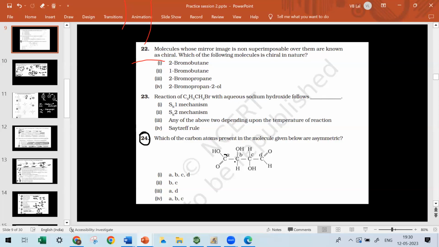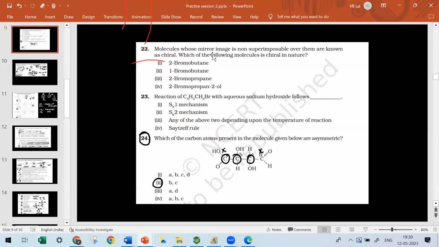See, look at A. Is it asymmetric? It cannot be because there are only 3 groups around it. There should be 4. So we cannot look at A. Now B. B is asymmetric because on one side there is the COOH, OH, H and this one. So B is asymmetric. C is also asymmetric and D is not asymmetric. So B and C. So the answer is 2.